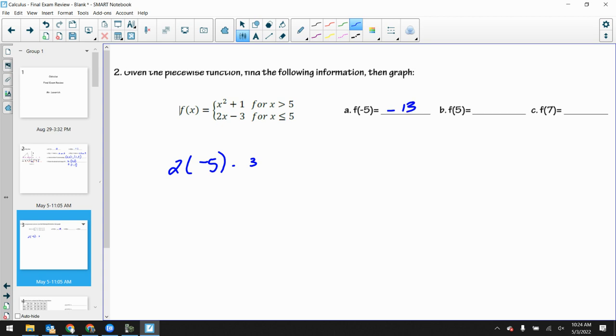Now, which rule do I use, top or bottom, for f of 5? Bottom, because it's got the "or equal to." So 2 times 5 minus 3. Okay, that's 10 minus 3, or 7.